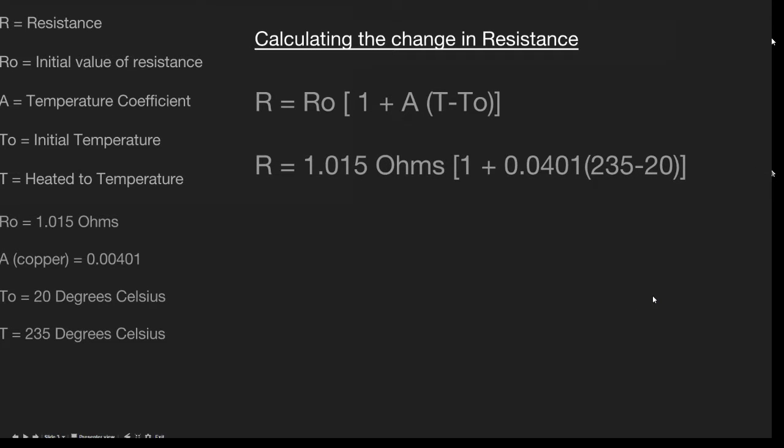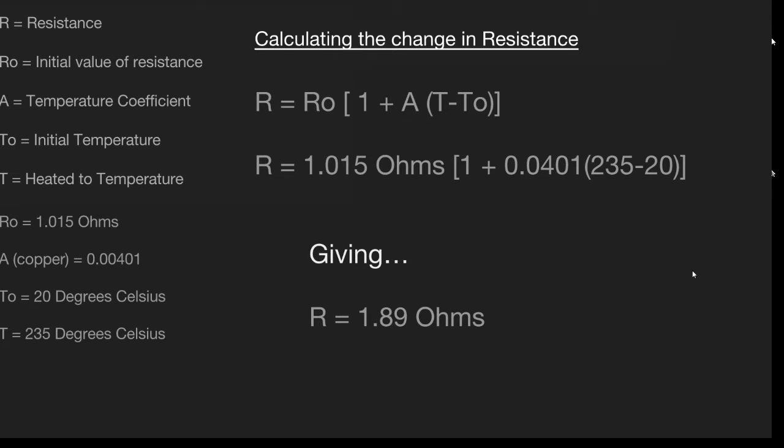And here's the equation plugged in. R equals 1.015 times (1 plus 0.0401 times (235 minus 20 degrees)). And that will give you the answer of 1.89 ohms.